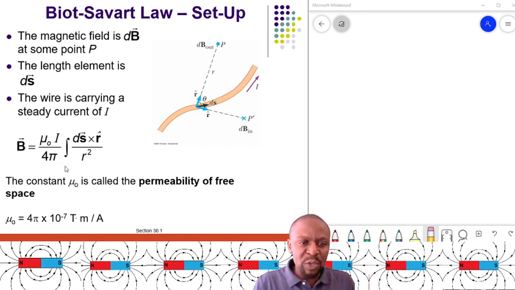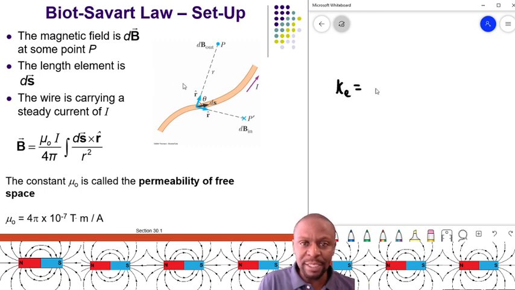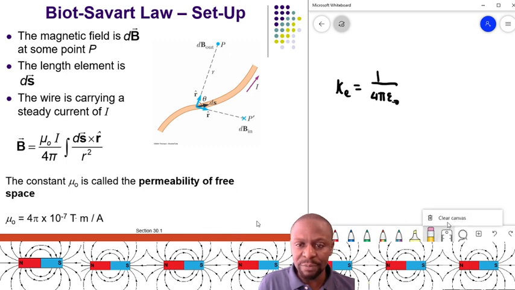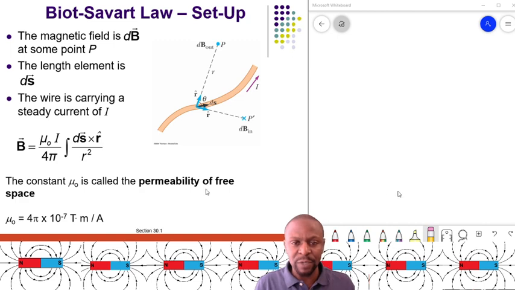Right. Now that mu naught is what we call the permeability of free space, which is totally different from the permittivity of free space. The permittivity of free space is that epsilon naught, which you remember from when we defined the electric field in the previous chapters, 4 pi epsilon naught. So this is the permittivity of free space, and mu naught is totally different from that. It is what we call the permeability of free space, and its value is 4 pi times 10 to the power minus 7 tesla meters per ampere.